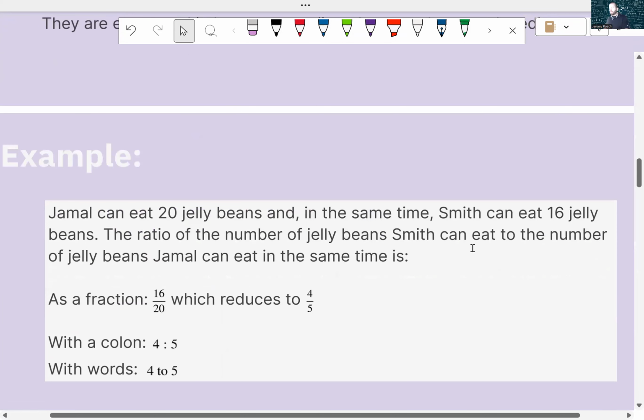Let's look at a word problem example here. So when we have ratios in word problems, the order of the ratio matters. That is very important. And I think this is a great example of looking at the order and making sure that the order that we're writing these ratios in is correct.